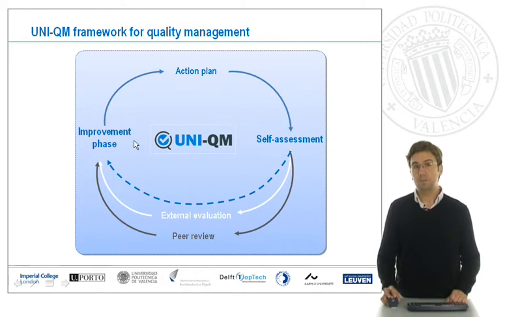From that improvement phase, you will get an action plan, and the action plan will be developed during a period of 6 months, for example, 1 year, and after that action plan, you will perform again another self-assessment exercise, like a checkpoint to see if you have improved from the previous checkpoint that was defined by the previous self-assessment exercise. Again, you will detect if you have made a real improvement and if you need to go again for an improvement phase, for an external evaluation, or for a peer review.